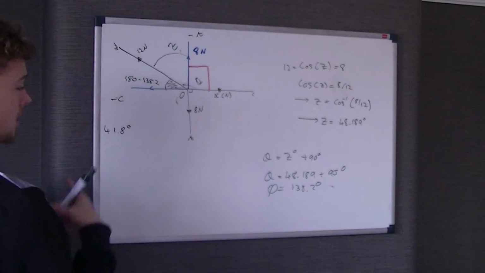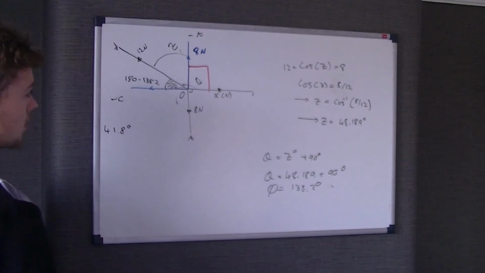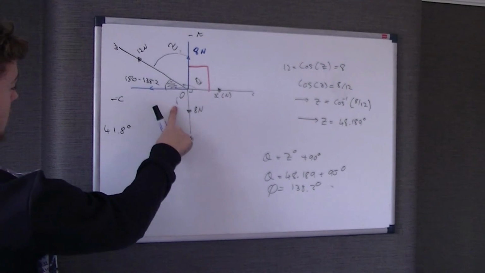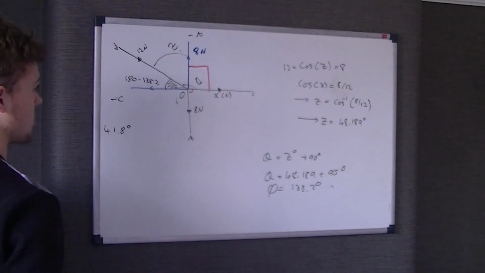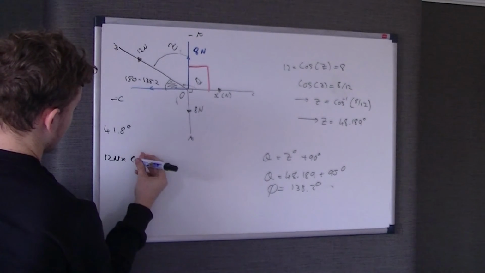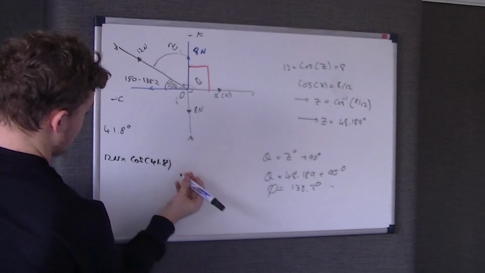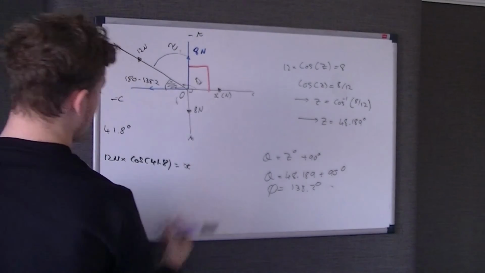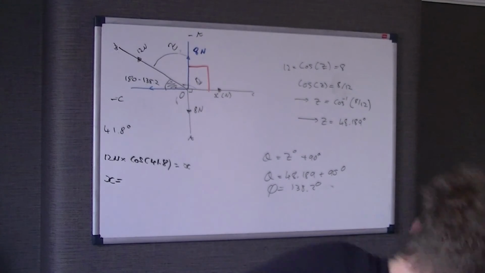So anyway, that's 180 take away what theta is. That'll get you the angle for negative COB. Remember, it starts at negative C, turns at O and ends at B. Now it's just trigonometry, a similar thing to what we did here. So 12 newtons times the cos of 41.8 degrees, or whatever you got by doing it specifically, is equal to x. It's a lot simpler, and you get a value for x, which is 8.9 newtons.